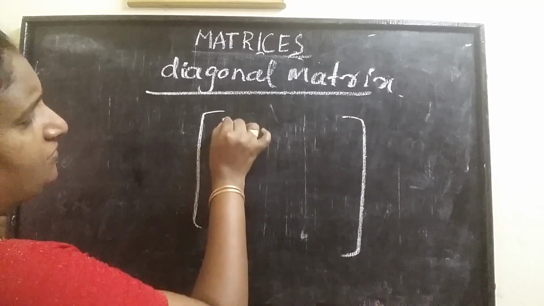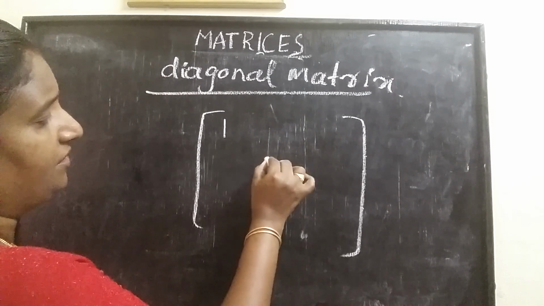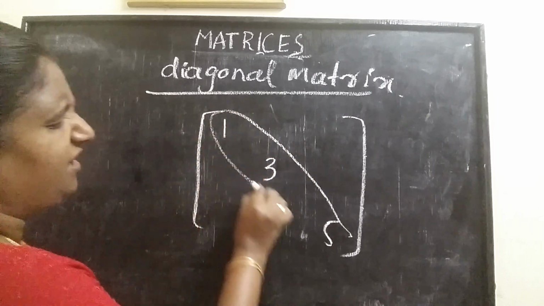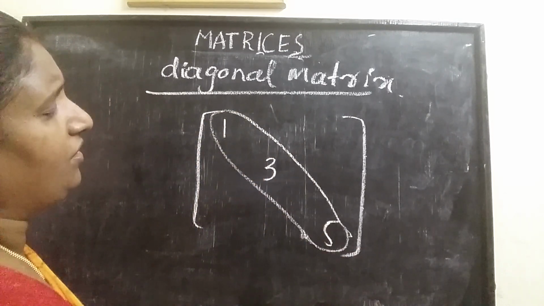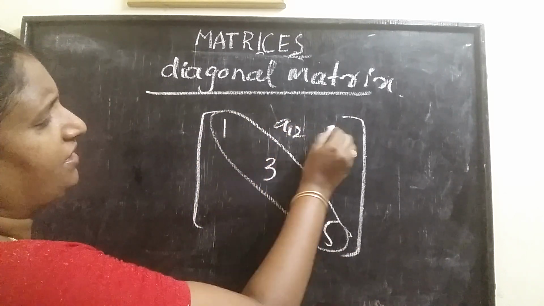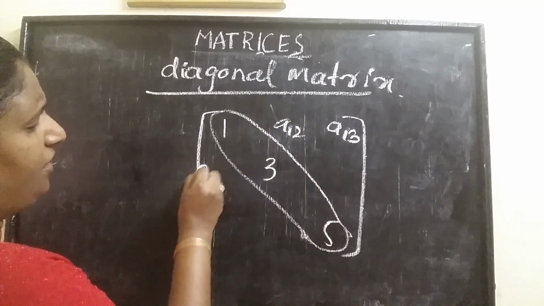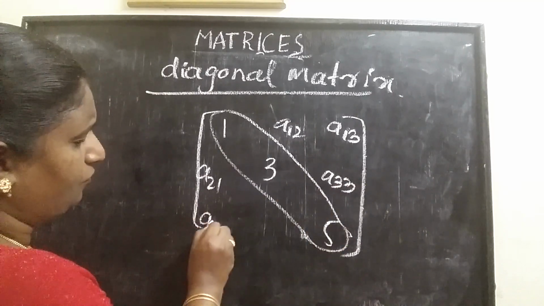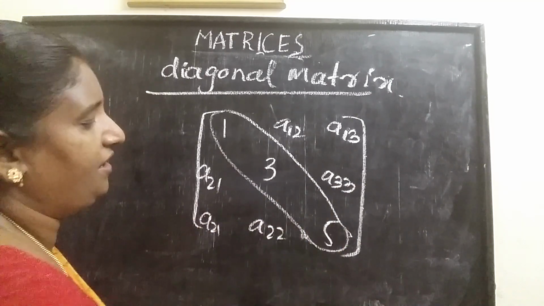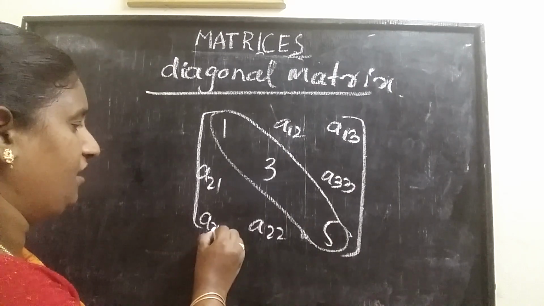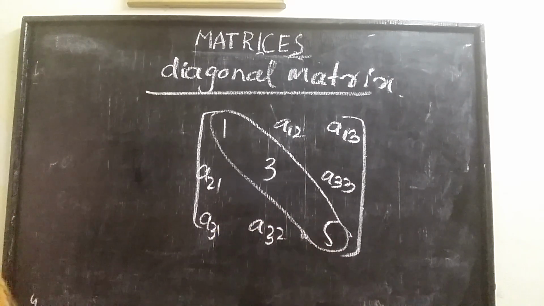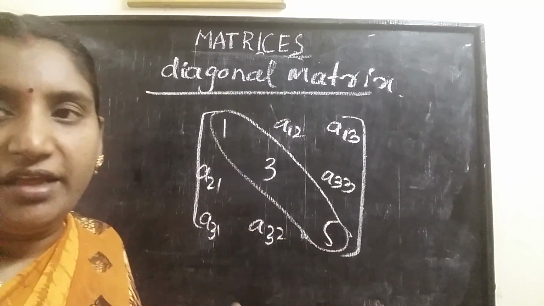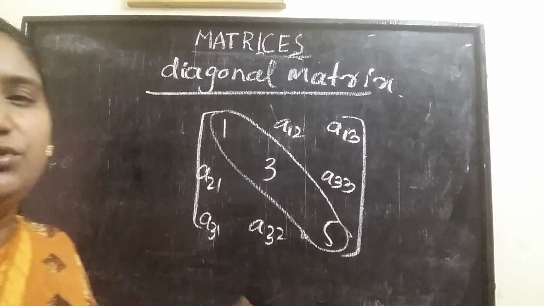So diagonal places, what are these? I am taking numbers generally, 1, 3, 5, like this. So these are the diagonal elements. And the remaining positions, what are the positions? Here you have A12, A13. Here A21 position, this is A22. Here A33 will be there. A31, A32, A33 here. And these diagonal elements are not zeros, but non-diagonal elements are equal to 0.